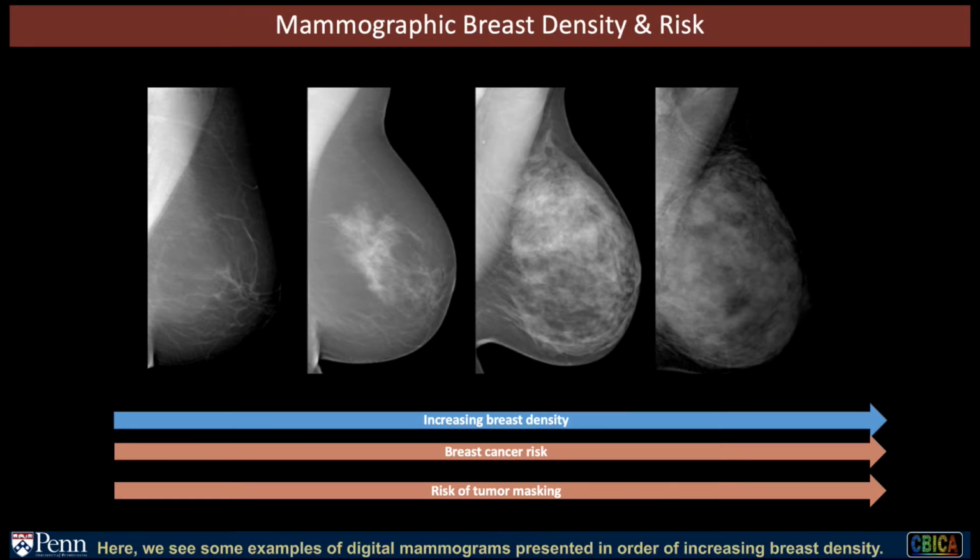Mammographic breast density refers to the extent of radiodense tissue as reflected in images. Here we see some examples of digital mammograms presented in order of increasing breast density. Breast density is considered a very important biomarker in breast cancer screening because it is associated with both aspects of breast cancer risk. It is an established risk factor for breast cancer development. Also, it can substantially affect the sensitivity of mammography due to masking of tumors within dense breast.